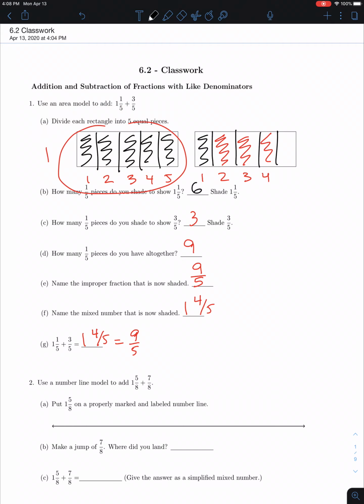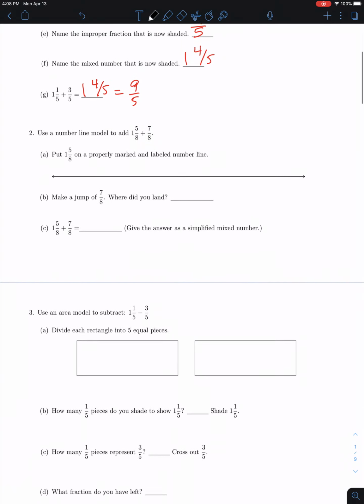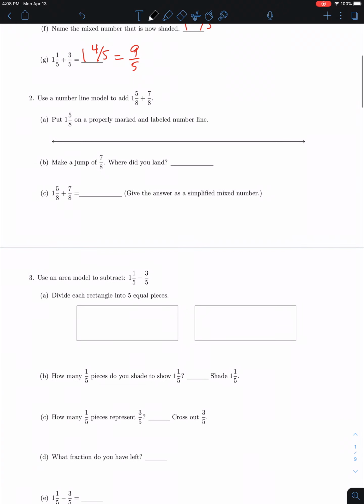Now we want to do the same thing, using a number line to model adding 1 5/8 plus 7/8. In this case, the common denominator is 8. So what we're going to want to do is break this up into some units. In this case, I've got 0, 1, 2, 3. But since I'm going to be graphing things in terms of 8, I want to break all these intervals up into little intervals of eighths. That means I'm going to need 7 tick marks for each one.